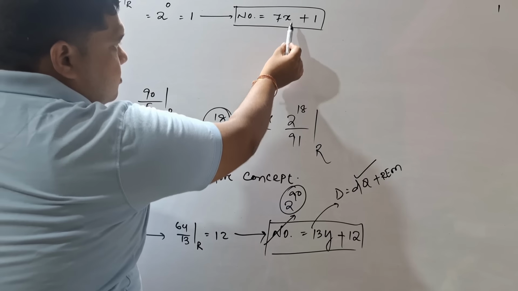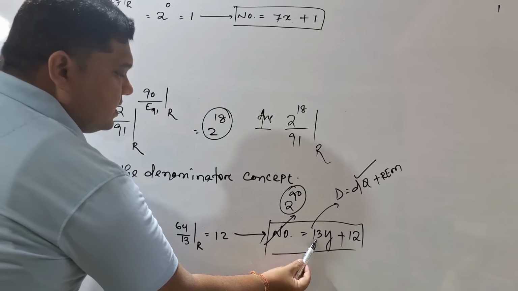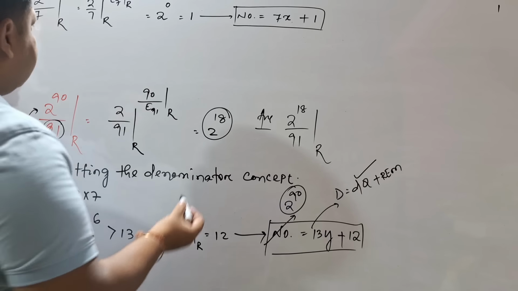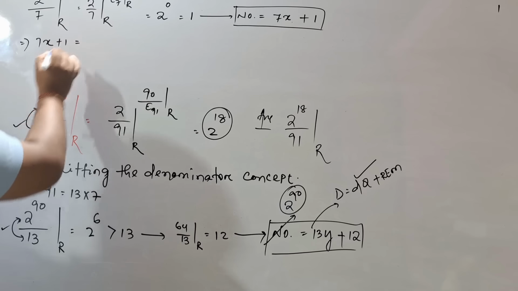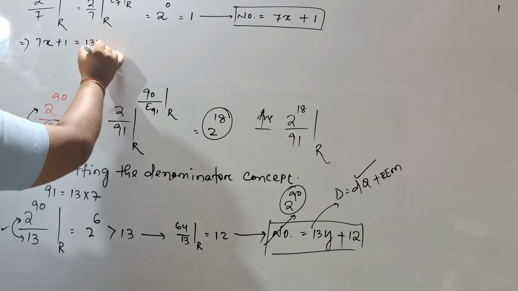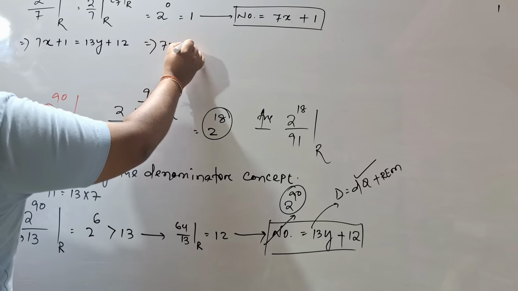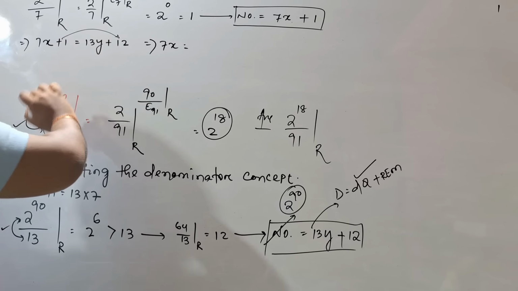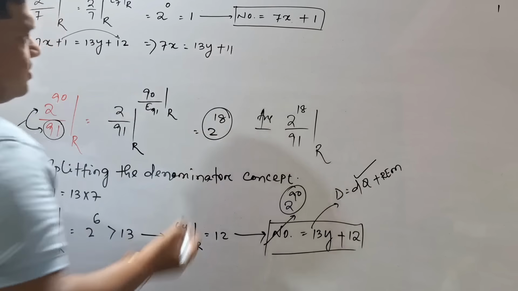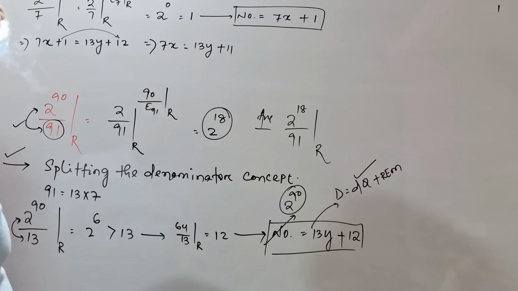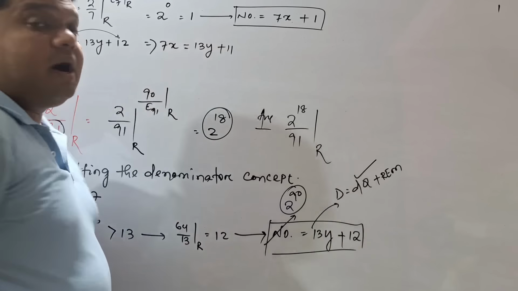And if I observe these two sides, right hand side, this is 7x plus 1, here it is written 13y plus 12. So I can write what? 7x plus 1, this is equal to 13y plus 12. So here 7x is equal to how much? Take this 1 to right hand side. So this is 7x is equal to 13y plus 11. Now how to handle?